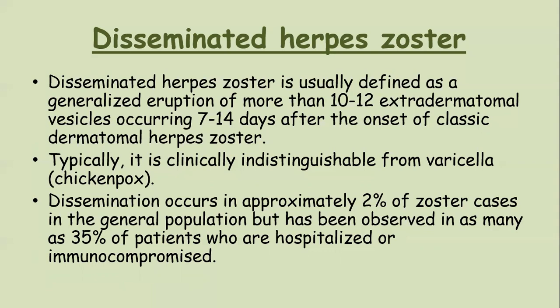And these lesions are clinically indistinguishable from chickenpox. Dissemination occurs in approximately 2% of herpes zoster in immunocompetent individuals, but the percentage increases to 35% if the patient is immunocompromised or hospitalized.